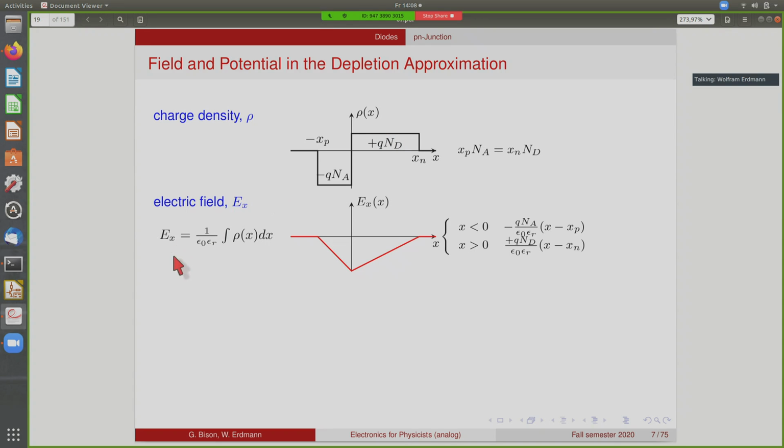Okay, the electric field is simply the integral over this, and as I already said, when you integrate over a constant charge, you will get a linearly rising electric field. Here you flip the sign of the charge density, so the sign of the change of the electric field changes again, so you get this triangular shape of the electric field. This is the expression. You have the dielectric constant in there as well, and the width of the regions.